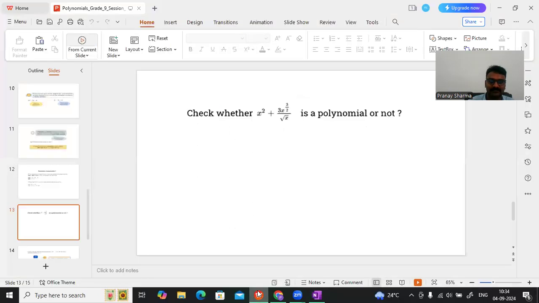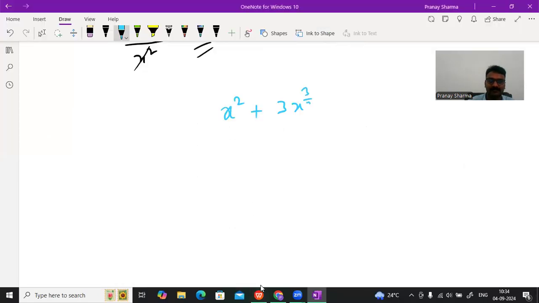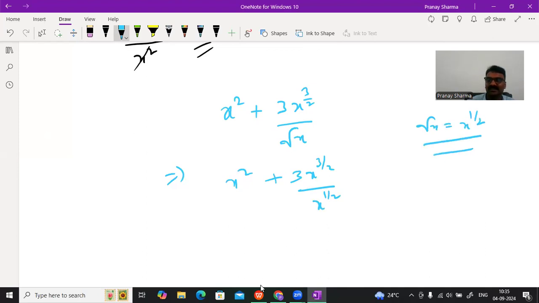x to the power 3 by 2 and then we have root of x. So people, what do you understand by root of x? Right? Root of x can be written like this, x to the power half. Half is nothing but root of x. This is something that we have seen in 8th grade.